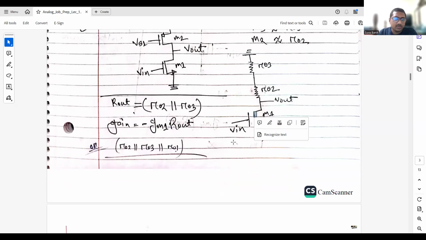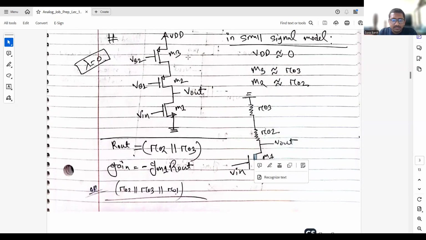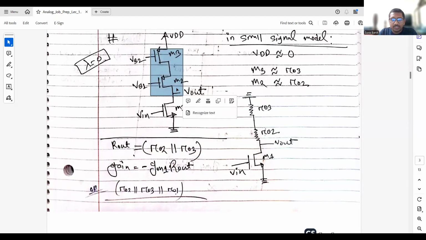I hope my screen is sharing now. Okay, there is a mistake. These two transistors are not in parallel. These two transistors should be in series. So there is a correction: these two transistors should be in series. So the output resistance of this circuit is gm1 times R2 times R3, the multiplication of these. So there is a mistake.